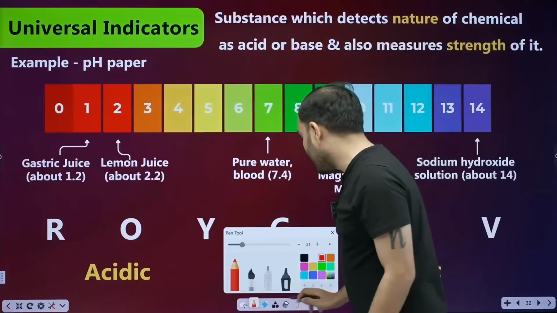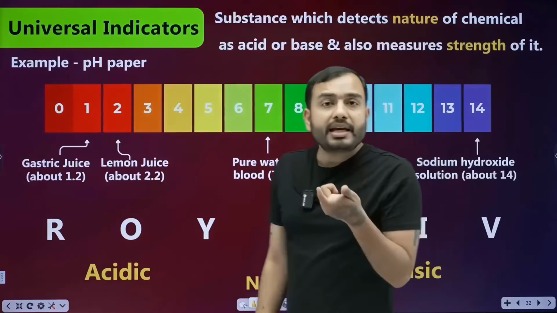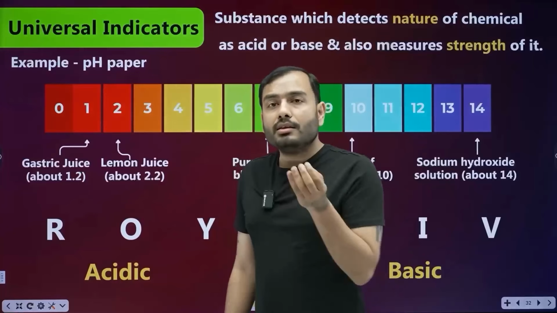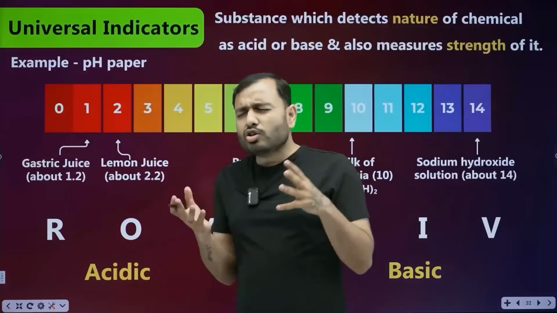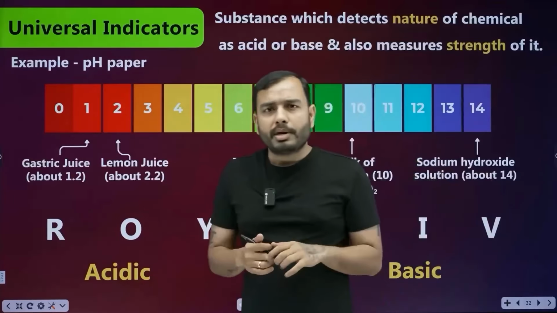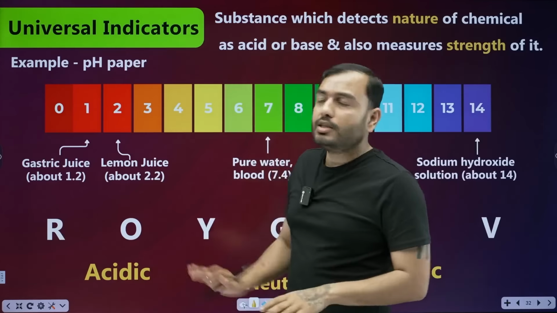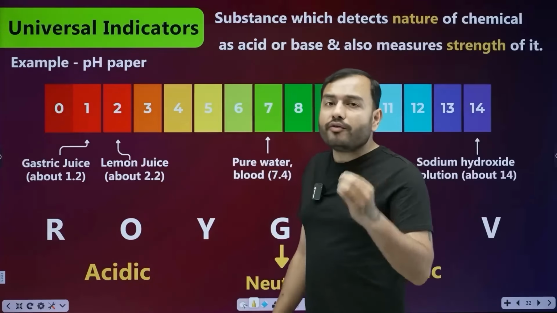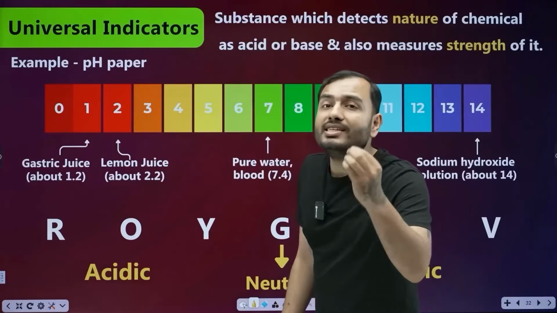Next is universal indicator. Now let's understand. The pH that we had used tells us that the substance is acid or base. It also briefly told us whether it's a strong acid or strong base. Now suppose someone doesn't want to know about the numbers, just wants to understand the colors. So if we need to understand the colors, we take universal indicator.